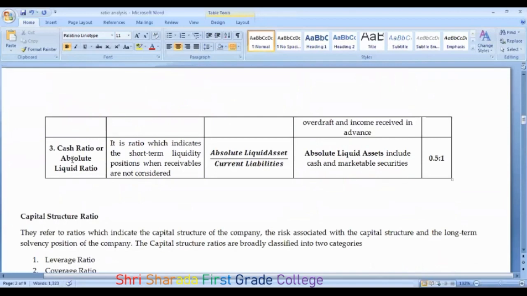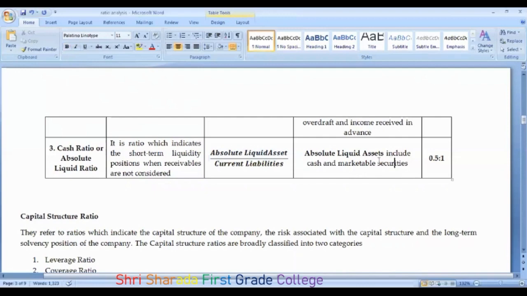Now there is the cash ratio. The cash ratio indicates only the short-term liquidity position when receivables are not considered, and it is also called the absolute ratio. So the cash ratio is going to indicate the short-term liquidity position. What is the formula to calculate your absolute liquid ratio? It is divided by the current liability.